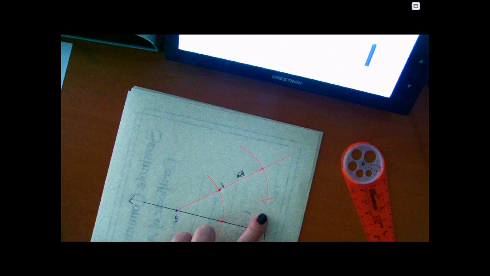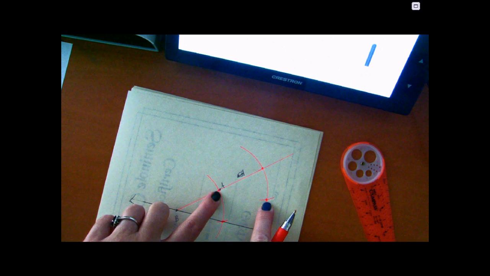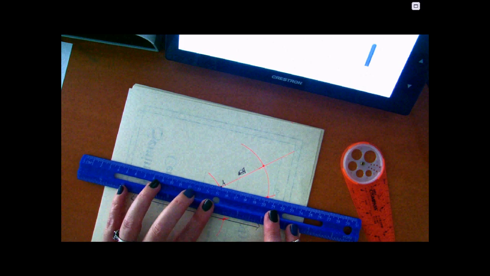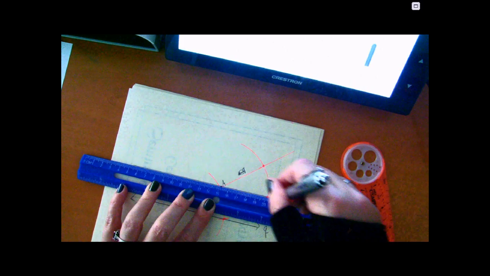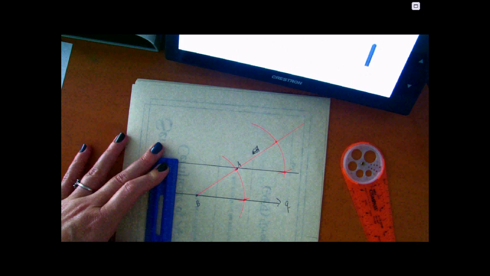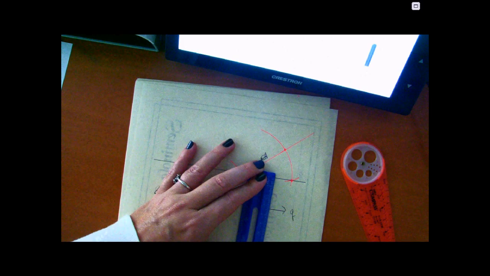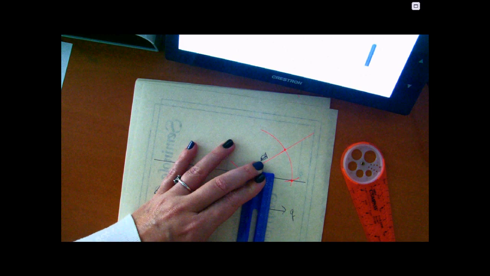Okay, now this point, if I draw a line between these two points, it's now parallel. Okay, and you can double check yourself. You can measure it. I've got 3.2, 3.2. Okay, so that's the parallel method.